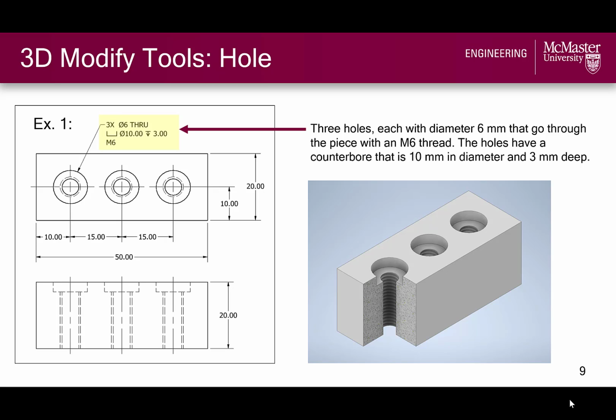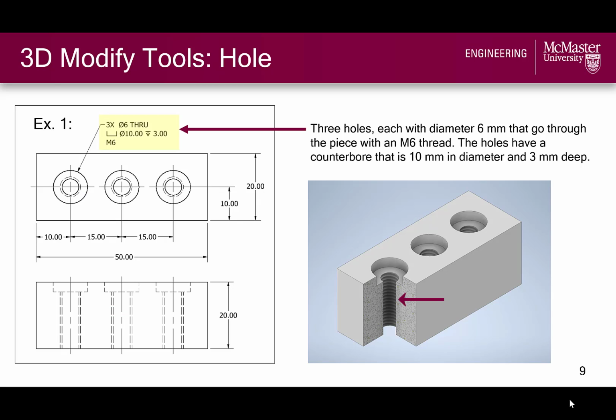And the rectangle-like symbol indicates a counterbore that has a diameter of 10 millimeters, and the arrow 3 tells us that the counterbore has a depth of 3 millimeters. Finally, the M6 is an indication of an M6 thread on the holes for the 6 millimeter diameter portion. We can see the threads in the multi-view drawings as the dashed lines surrounding the inner hole diameter, and once modeled in Inventor, these holes would look like this.